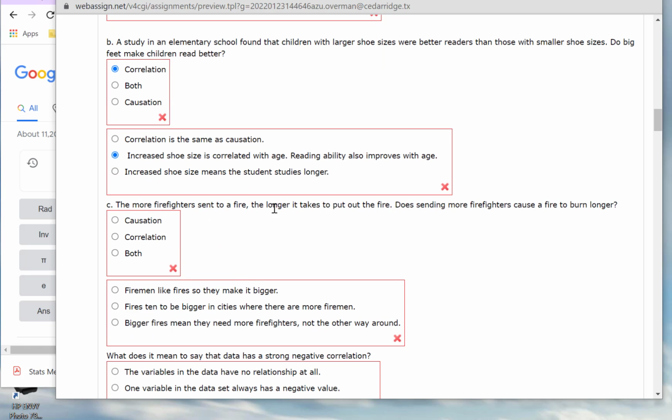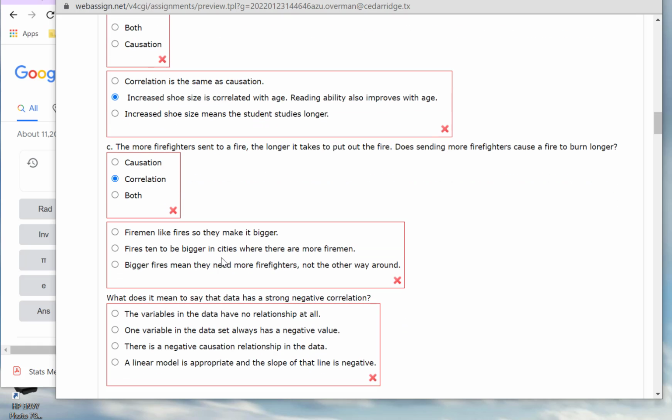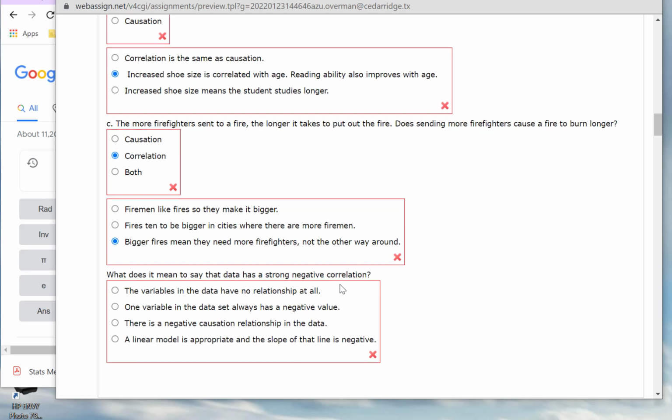More firefighters sent to the fire, the longer it took to put out the fire. Does sending more firefighters cause a fire to burn longer? No, that's correlation. Firemen like fires, so they make it bigger. That's funny. Fires tend to be bigger in cities where there are more firemen. Bigger fires, I think it's just this one. You got a bigger fire, you need more firefighters, not the other way around.